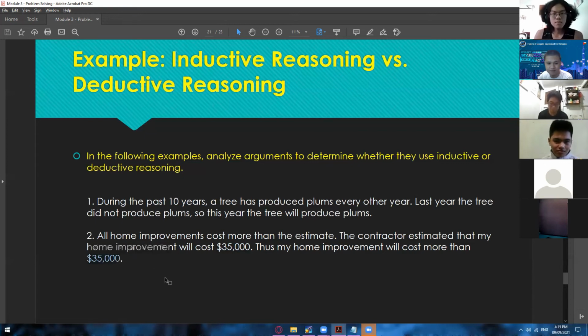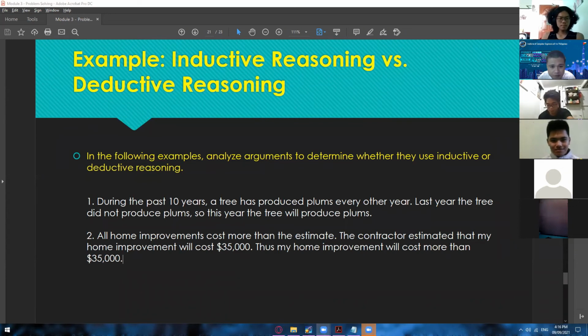Sir, for me, inductive. Okay, why? Because, sir, the estimate is according to him, and he also said that other houses cost more than that, so it's like he made a pattern, that after years maybe this is the cost of your home, or something. That's a good answer, though. You're missing one thing in there.